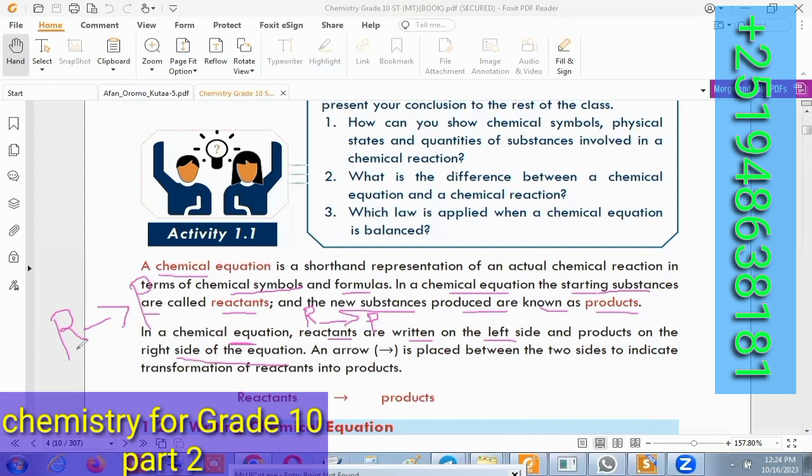The two, the reactants and the products, must be separated by an arrow. That is, the arrow is placed in between the two sides to indicate transformation of reactants into products.